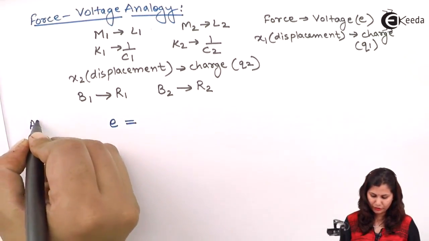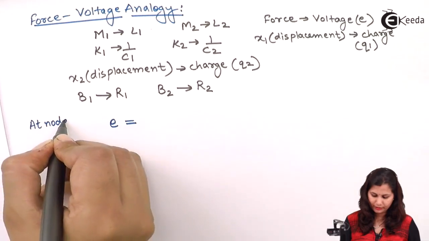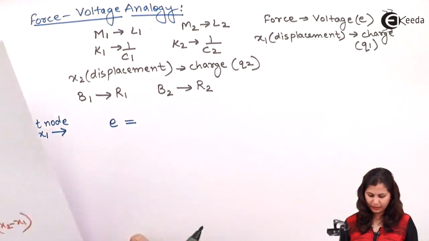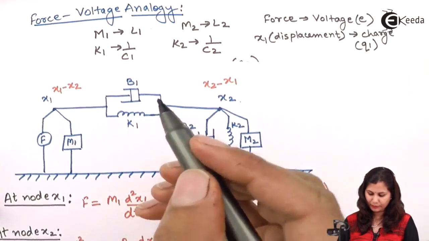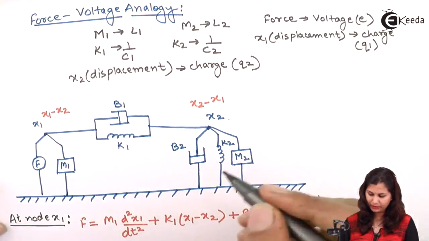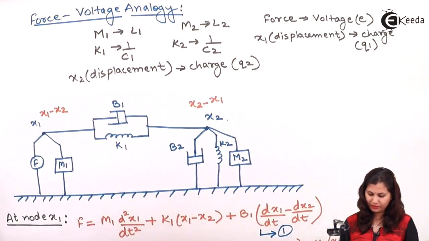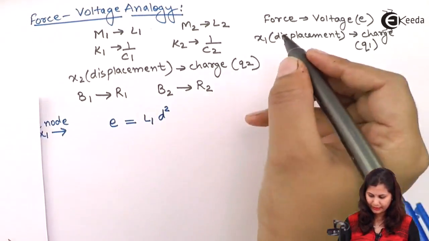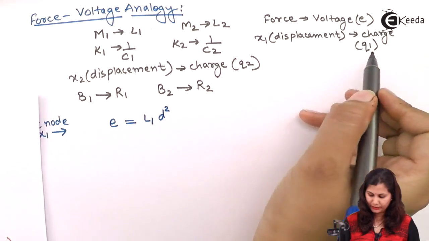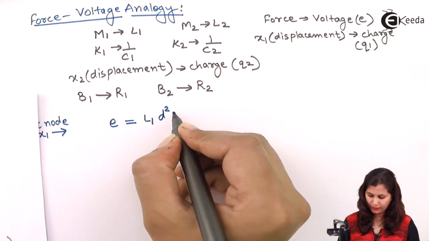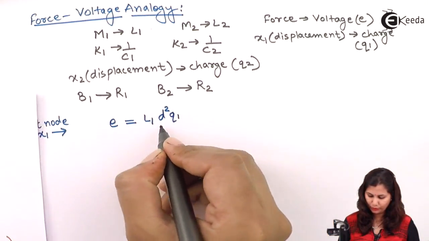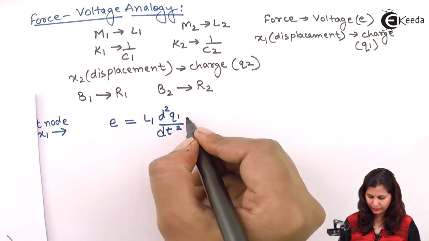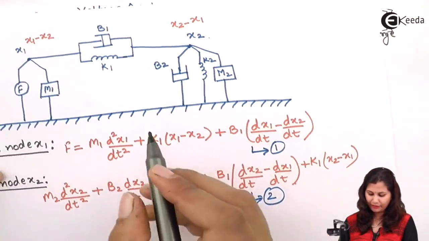Okay, this is the equation for node x1. F is replaced by E, M1 we have to replace by L1, and x1 with the charge q1. So we will have L1 d2 q1 by dt square.